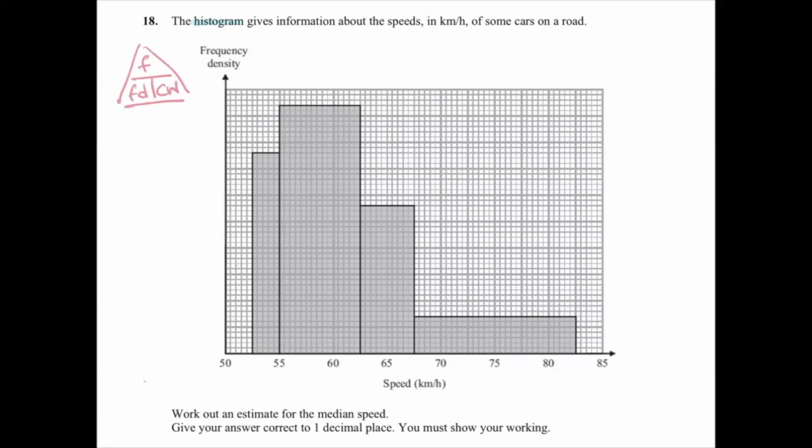Now I can see from the histogram that they've given me that my frequency density is here and my speed, which is my class width, is here. I don't have any values on this scale, only on this one, and I have no table, so I don't know what the frequencies are either. I can see that the frequency is found by multiplying the frequency density by the class width. So I know that the frequency is the area of these bars.